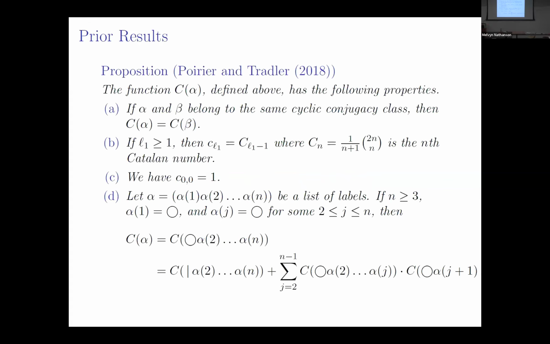This is where David and I kind of came in. One of the results of Poirier and Tradler is that they found a recursion for this C of alpha function. They're trying to count maximally expanded alpha trees, and they had some results when the number of indices in the previous slide were 1 and 2. And I think David and I looked at that and thought, that's a recursion. We could probably do something with generating functions.